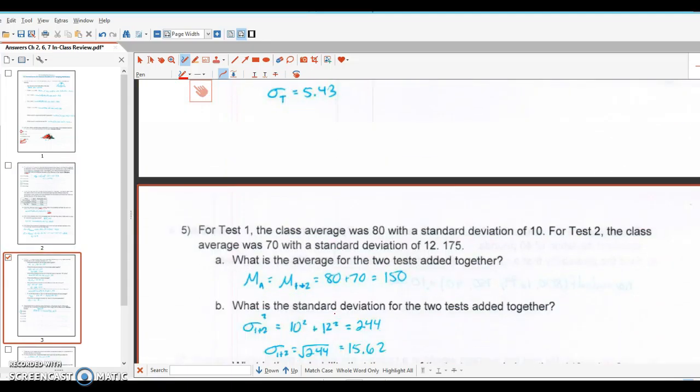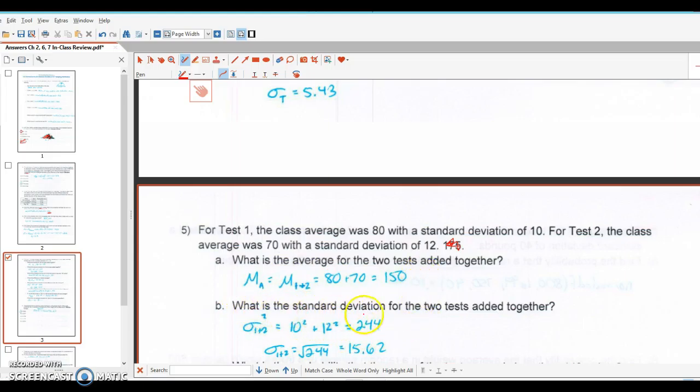Okay, one more for this first video here. So for this first test, you have a class average of 80 with a standard deviation of 10. For the second test, the class average was 70 with a standard deviation of 12. Ignore that. That was something that's not needed. What's the average for the 2 tests added together? So mu of 1 plus 2 would just be the sum of the means.